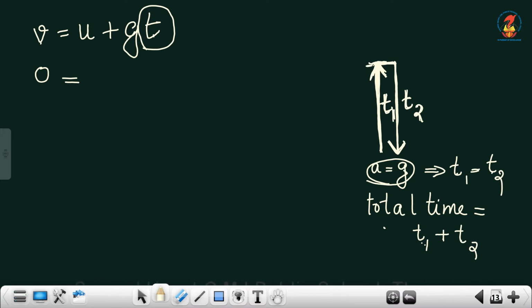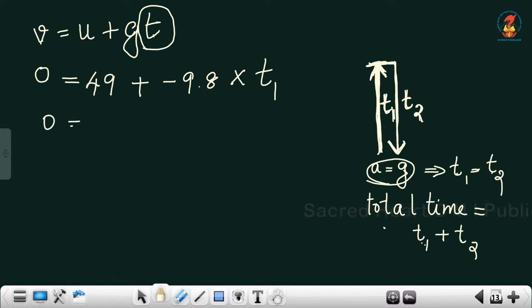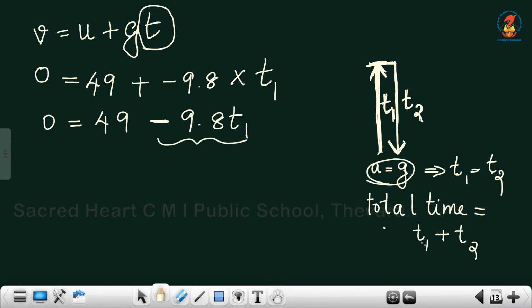So, when the object reaches maximum height, the final velocity is 0, plus the initial velocity is already given as 49 meter per second, and the object is moving upwards. So, g will have a minus value, that is minus 9.8 into T1. The time taken for the body to reach the maximum height, that is 0, is equal to 49 minus 9.8 T1. Now, take this minus 9.8 T1 to the other side.